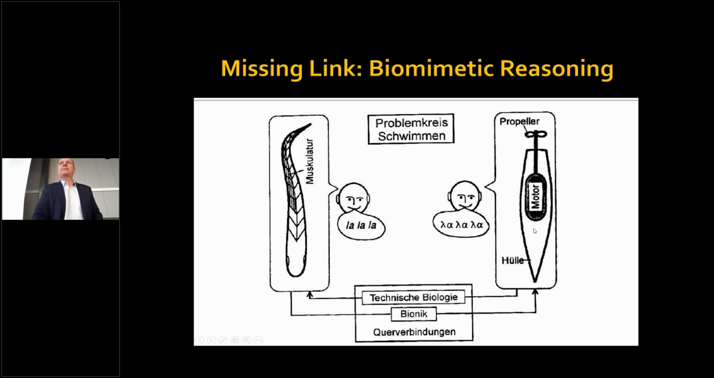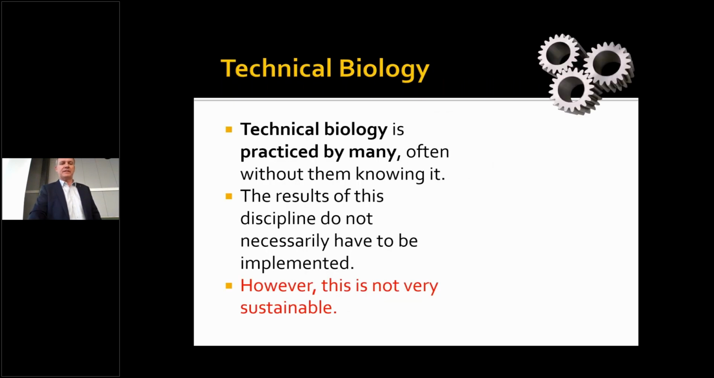You need technical biology to build this bridge. And this bridge can be produced by artificial intelligence in the future, but it has to be trained by an ontology of biomimetic reasoning. For this, it needs an interdisciplinary consortium of researchers to train these artificial intelligences.